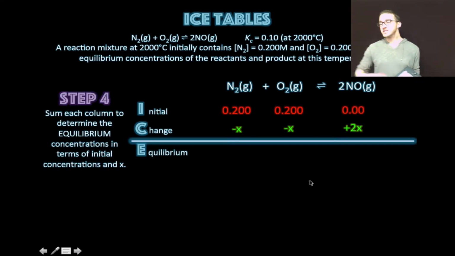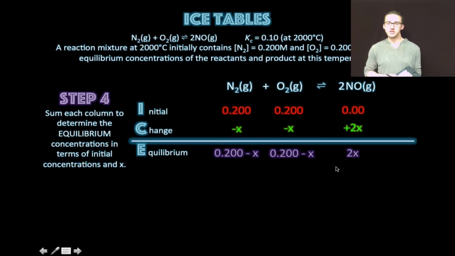Step 4. Sum each column to determine equilibrium concentrations. In this case, we're going to sum them and define them still using X. So our equilibrium concentrations of N2 and O2, 0.200 minus X, equilibrium concentration of NO, 2X.